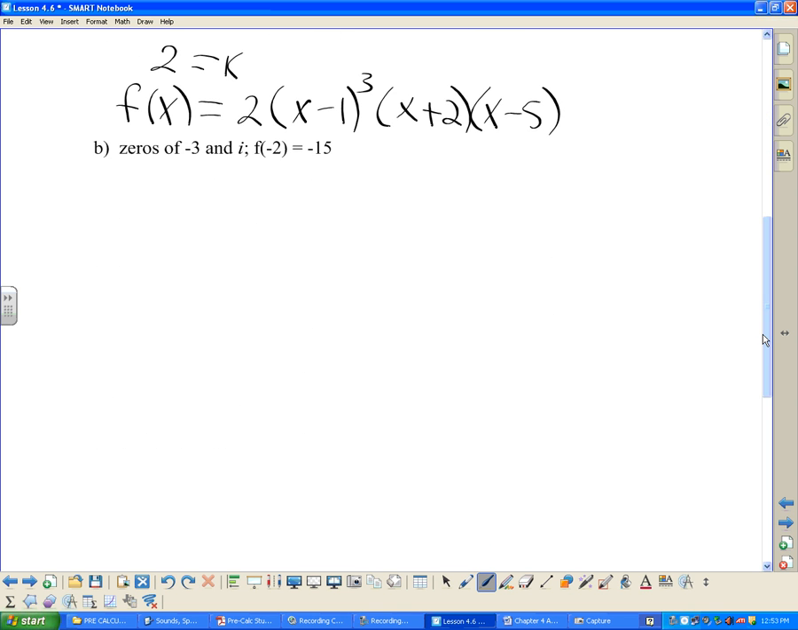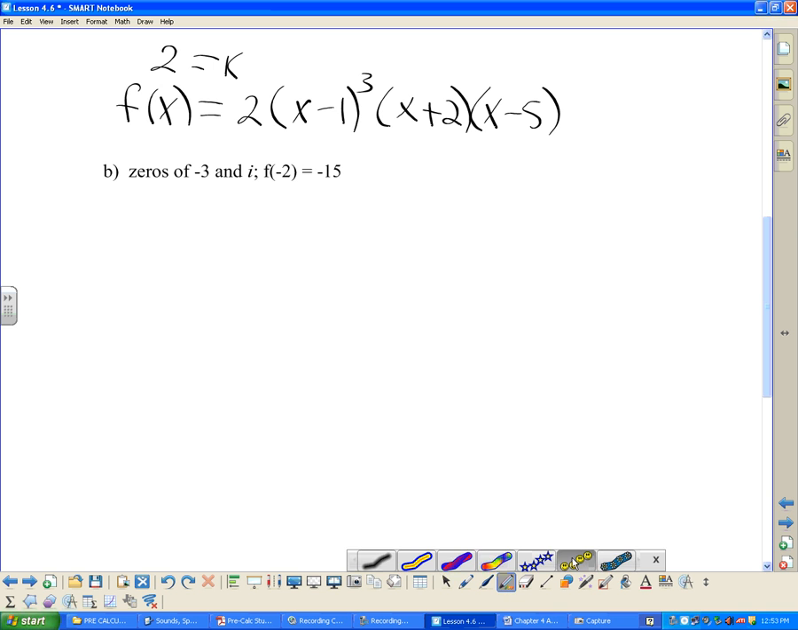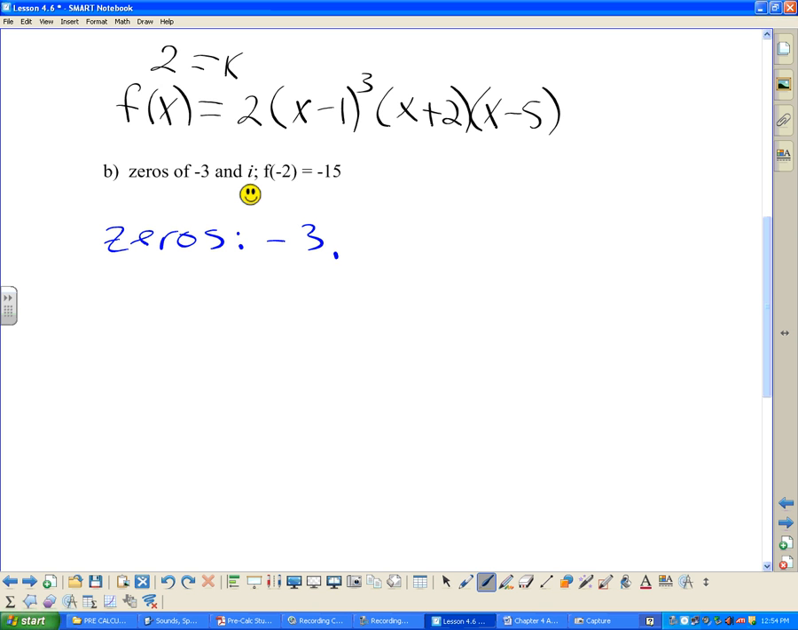Here, this one says that we have zeros of -3 and a zero at i. Now, reminder that when we're talking about factors or zeros, if I have a complex zero, then I also have the complex conjugate as a zero. So in reality here, our zeros are -3, i, and the complex conjugate of i would be -i.